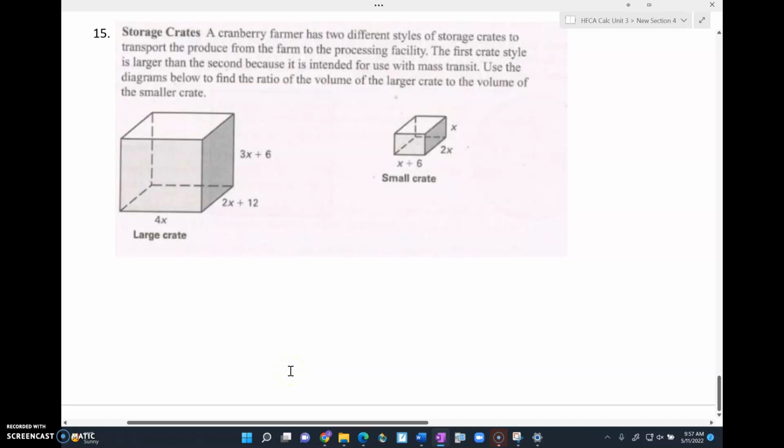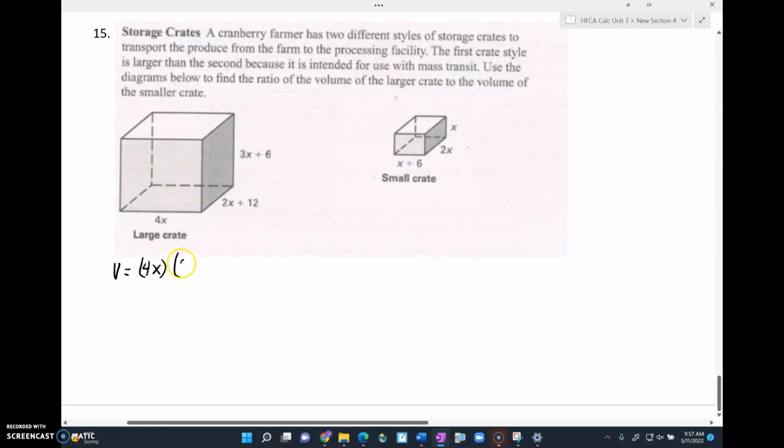Alright, so this word problem is really just the same thing that we've been seeing all along here in this worksheet. Really, we're taking a look at the ratio of the volume of the larger crate to that of the smaller crate. So when we're talking about volume, remember, it's going to be length times width times height for this rectangular prism. So it doesn't really matter about the order.